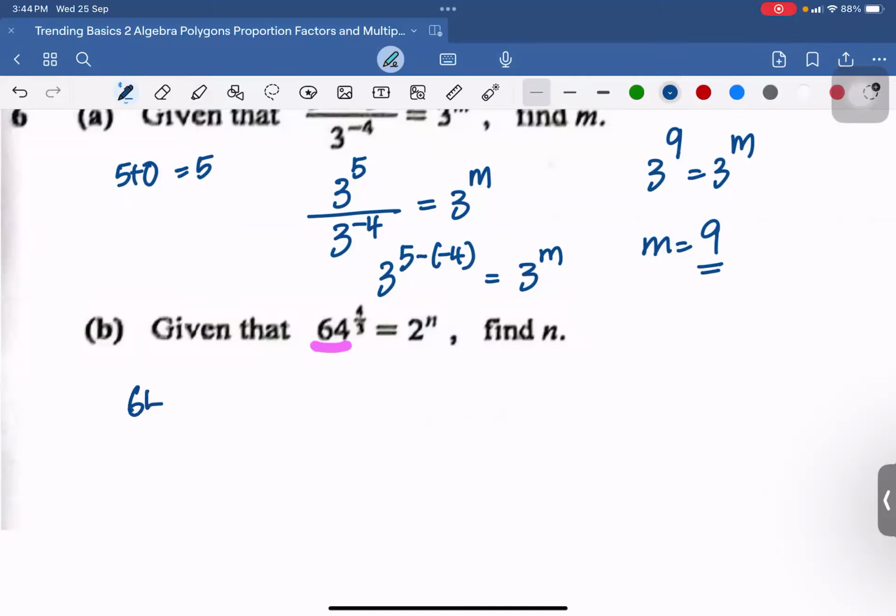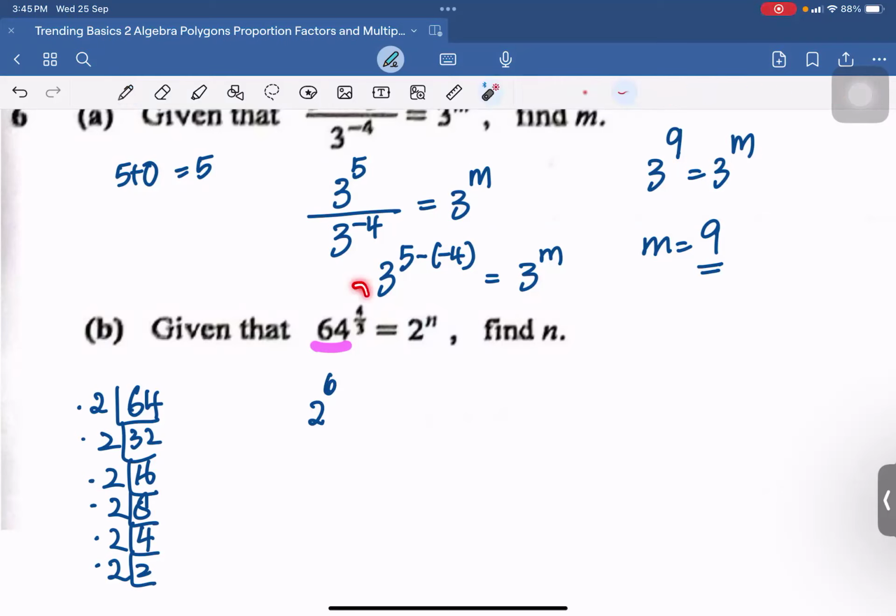Change 64 to the smallest base, which is base 2. So 64 divided by 2, you get 32. Divide by 2 again, 16. Then 8. So 64 is 2 to the power 1, 2, 3, 4, 5, 6. So 2 to the power of 6. But outside there is still a 4/3. So I have a bracket.